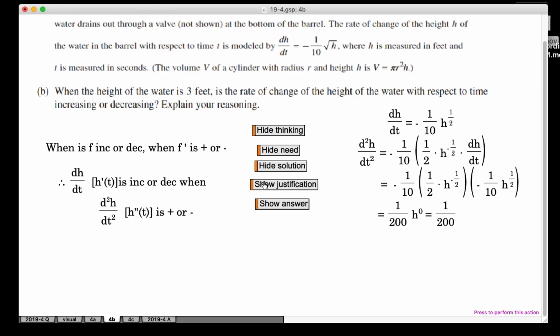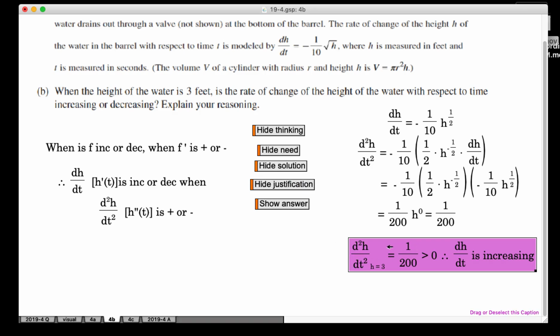Okay, so now what does that tell us? Well, the second derivative at this instant is, by the way, a constant all the time, but we're looking at the instant when the height was 3 feet, so it's true. So 1/200 is a positive number. Therefore, dh/dt is increasing.